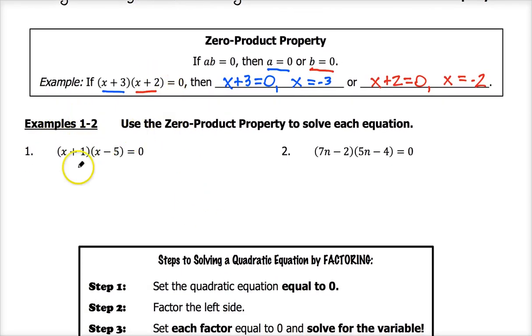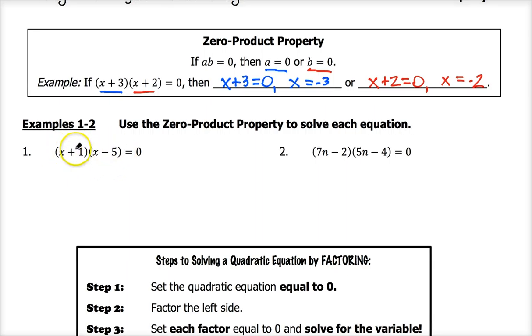So let's apply that property down here to these first two examples. If I have the quantity x plus 1 times the quantity x minus 5, and I know that is equal to 0, then I know the following has to be true. I know that either x plus 1 has to be 0, or x minus 5 has to be 0. So I'm going to write two separate equations, and I'll solve each one for x. Again, x plus 1 could be 0. In that case, x would be negative 1, or x minus 5 could be 0. And if that's the case, x would have to be positive 5. So an equation like this, I would get two possible answers, negative 1 and positive 5.